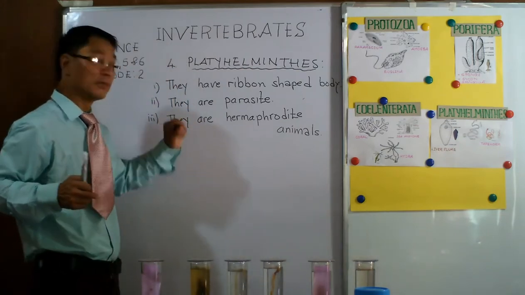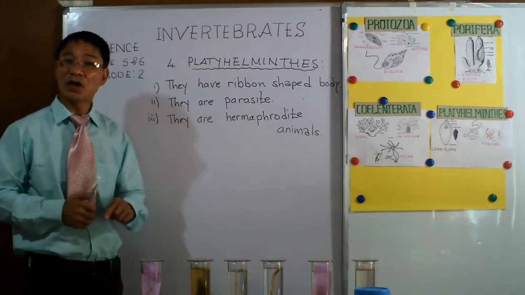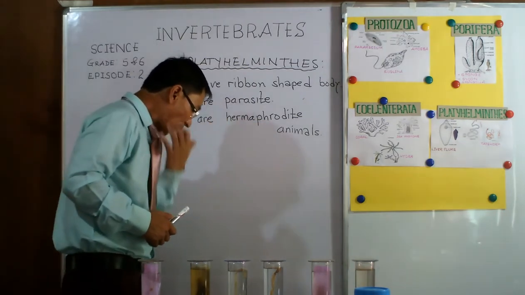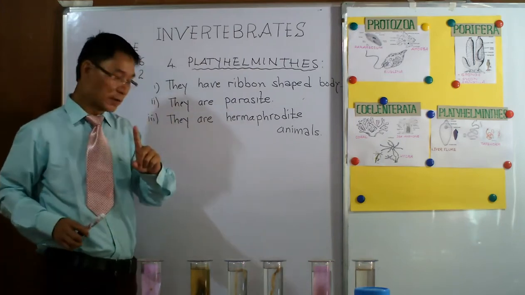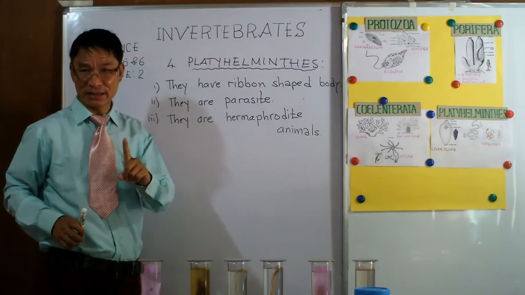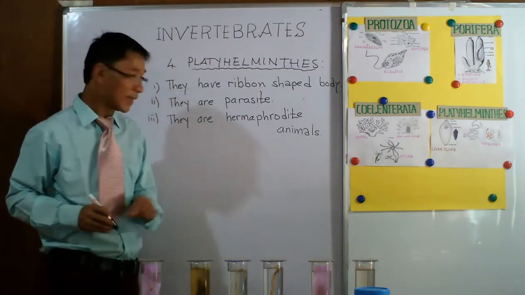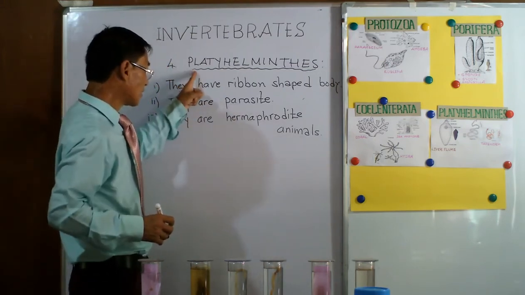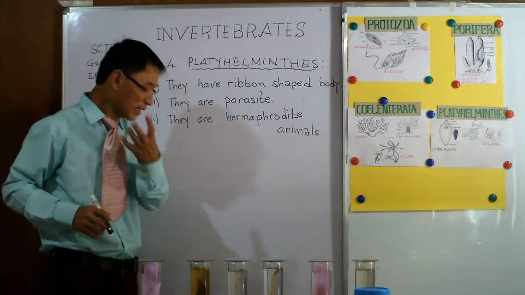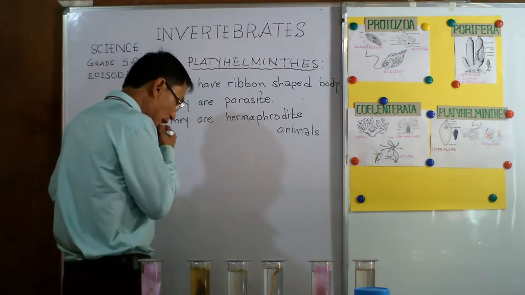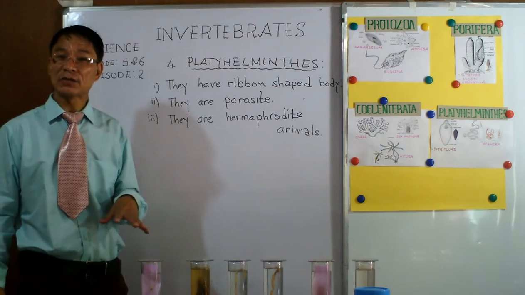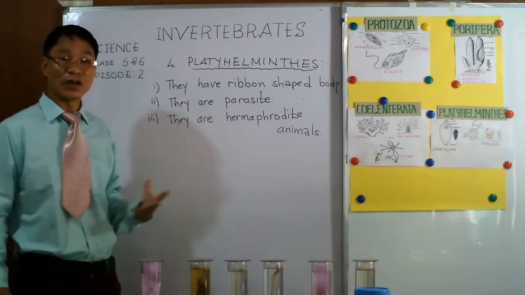So next, they are parasite. Means, I have told you before, they live in the body of the animals and they suck the blood. Next, they are hermaphrodite. Now, hermaphrodite means in the same animal, both the male and the female organs are present. If a single animal has got both male and female organs, it is known as hermaphrodite. So, Platyhelminthes are hermaphrodite animals. So, these are some of the very important characteristics of Platyhelminthes, and I hope we'll go through a book and learn and find out more about the characteristics of invertebrate animals.